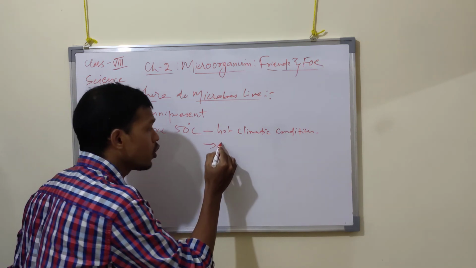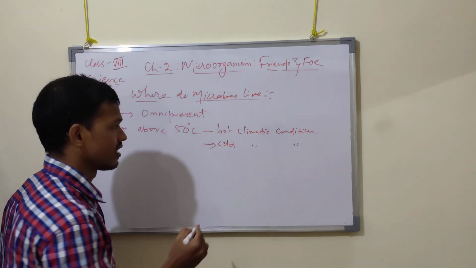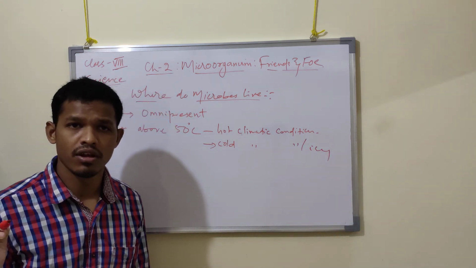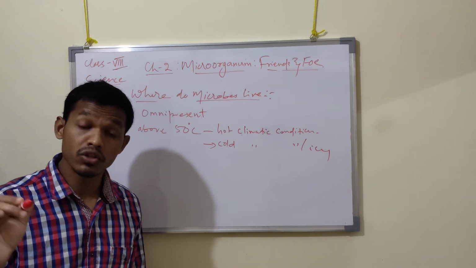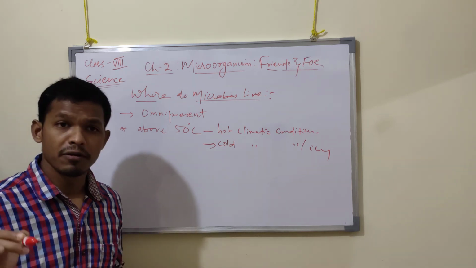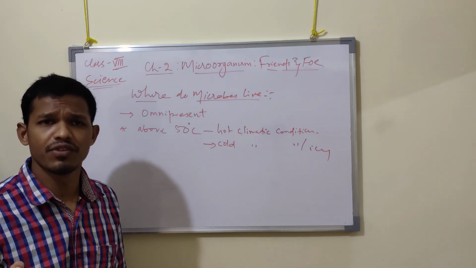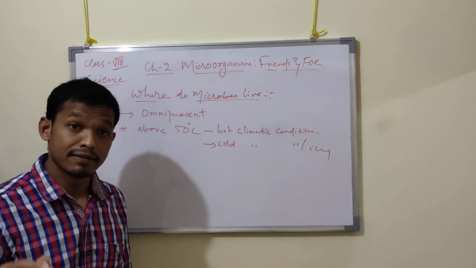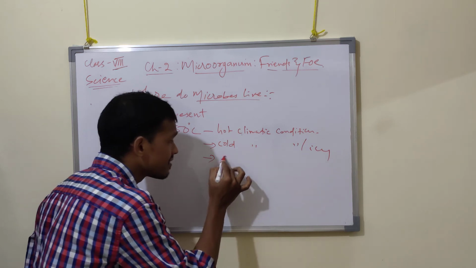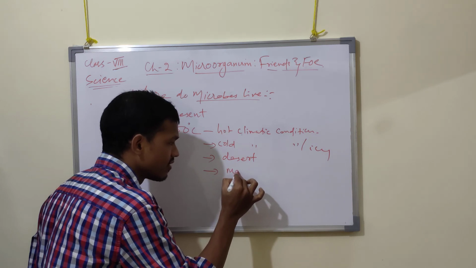Certain microorganisms can even live in cold climatic conditions, in icy areas. If you see the Himalayas or Antarctica, there also some microorganisms are sustaining their life, even at minus 20, minus 50 degrees Celsius and below. Even in that cold condition, some microorganisms live. Some microorganisms live in deserts, and some live in marshy lands.